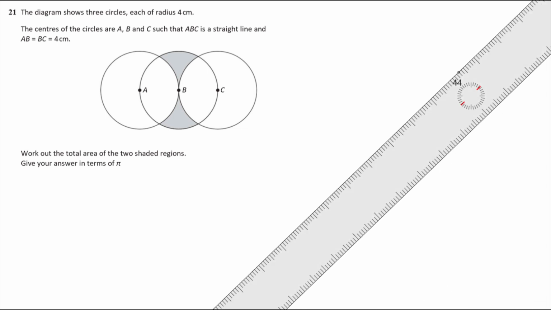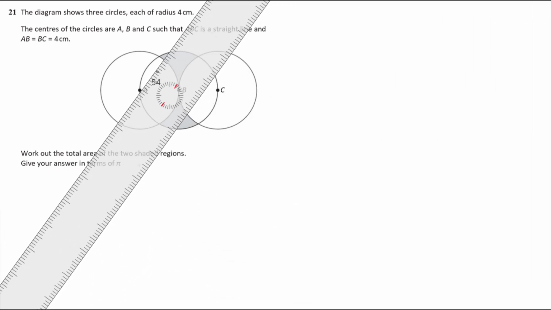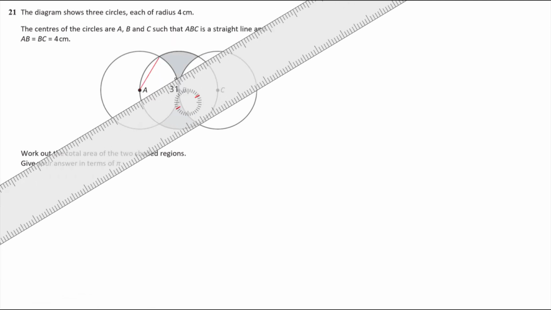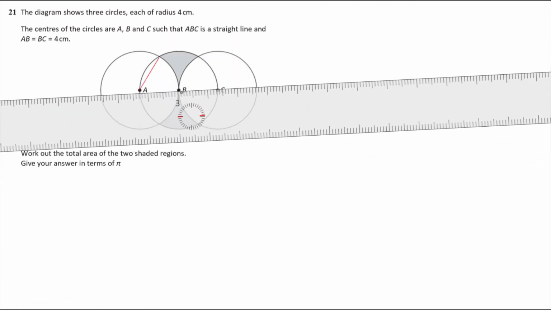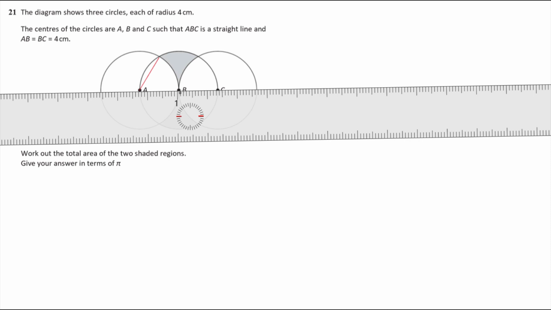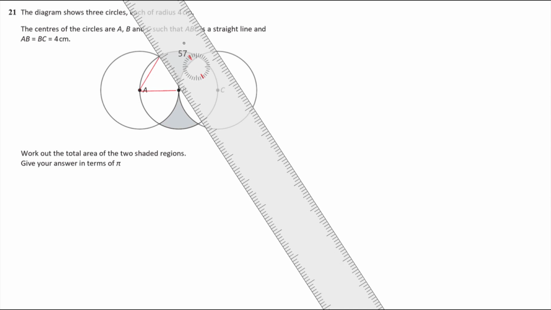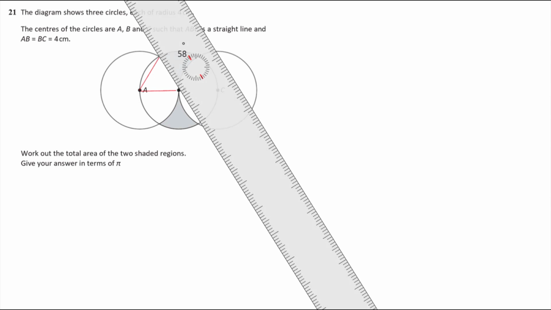Okay, now we want to find the area of that shaded region. But what is that shaded region, and how does it relate to the circles? I think what I'm going to do is add some extra lines on here, just to give you a clearer picture of what's going on. If I draw a line like that, and like that, you can see I've got a triangle. I don't know what sort of triangle it is. Can you think about what sort of triangle this is?